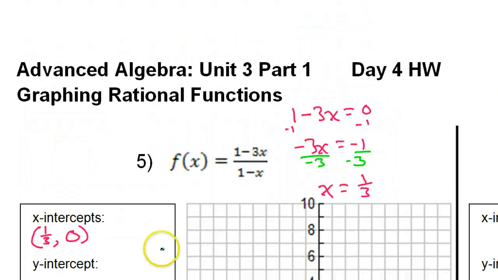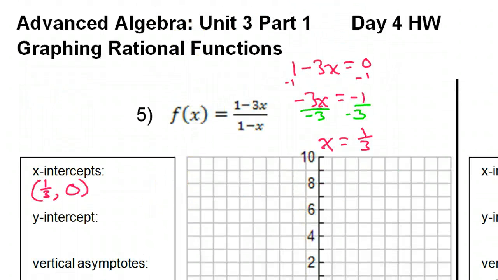Now, how do we find the y-intercept? Well, excuse my throat clearing. I don't know what's going on with me.